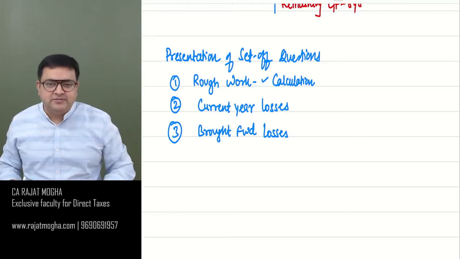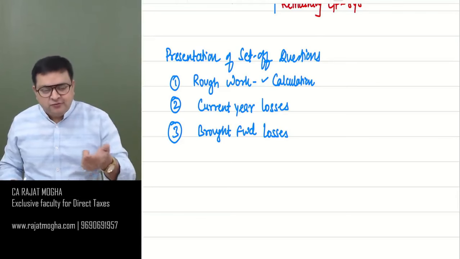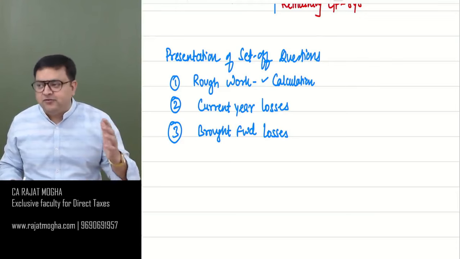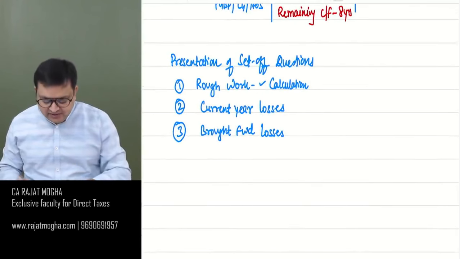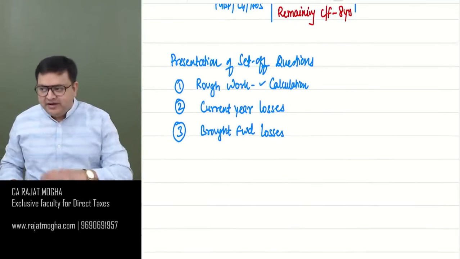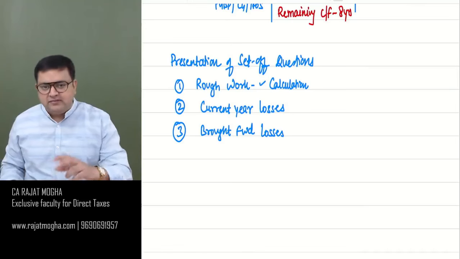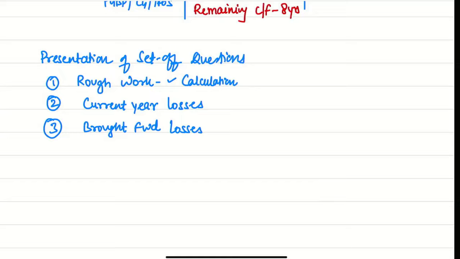These should be your steps. Do the rough calculations of current year losses, then brought forward losses. I believe that you have written this. Now let us work on it with some examples.